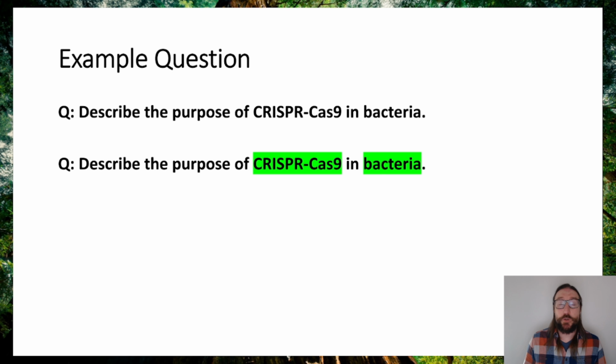Describe the purpose of CRISPR-Cas9 in bacteria. The content words here are CRISPR-Cas9 and bacteria. These tell you that your answer needs to focus on what CRISPR-Cas9 does and how it works in bacteria specifically. We are going to underline them in a particular colour.